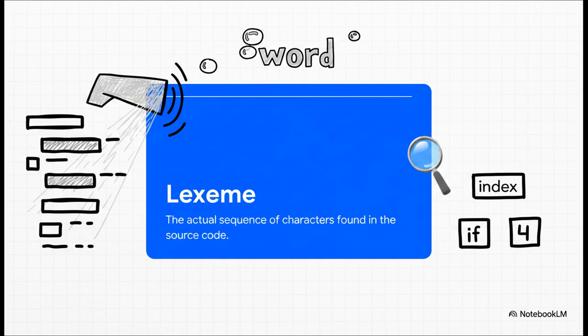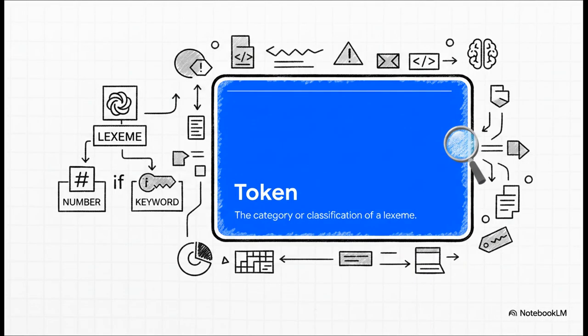It's the raw text. And then we have the token. The token is the category that the lexeme belongs to. It's the abstract idea. So if the lexeme is 4, the token is number. If the lexeme is if, the token is keyword, you see? The token is what gives that raw text its actual meaning inside the programming language.